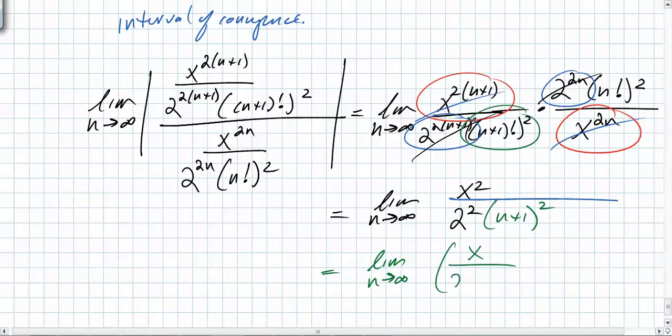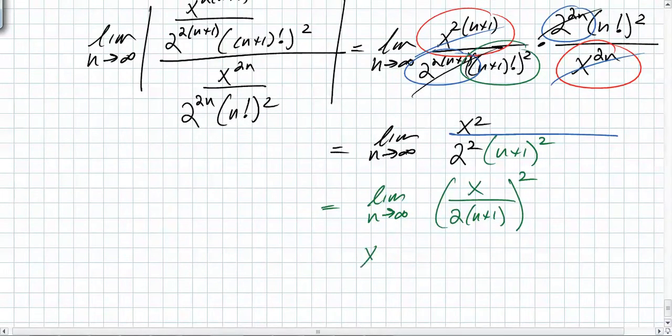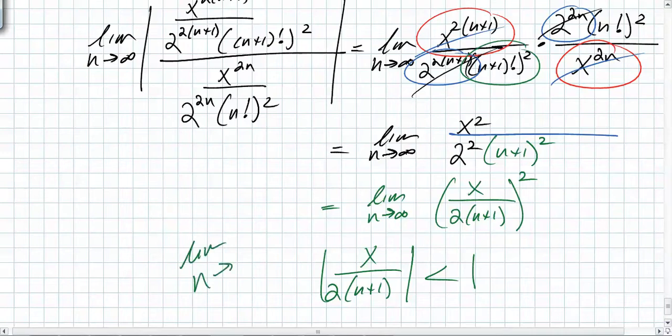You have x over 2 times n plus 1 to the what power? To the 2. So if we want this to converge, the absolute value of x over 2 times n plus 1 has to be less than what? 1. But here's the thing, n is going to what? Limit as n goes to infinity. Is there any way for x to keep that in check? As n goes to infinity, what does x have to go to? Infinity.